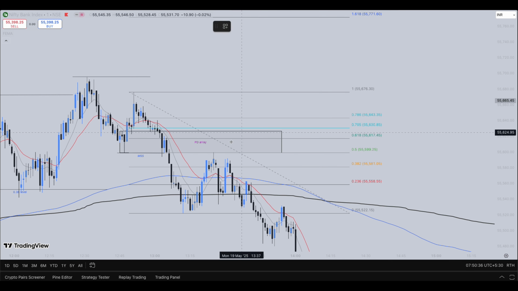This is the 50 level, guys, along with the PD array. And after this kind of retracement, what you could have done is to plot the fib extension levels over here. So the high of this candle to the low of this candle, all the way to the high of this candle, and targeting it all the way to the 1.68 level.